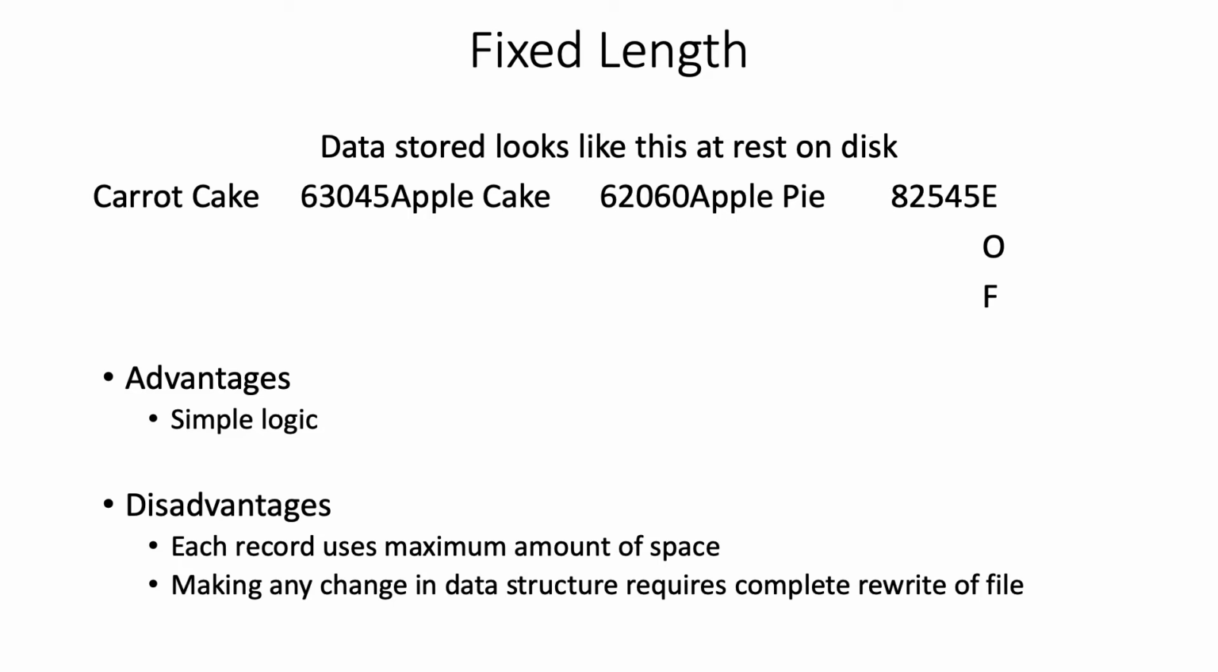Making any changes in the data structure requires a complete rewrite of the file. If we decided that we were going to have recipes that serve more than 99 people, to make that a 3 position field, we've got to read it and write it back in a different format.